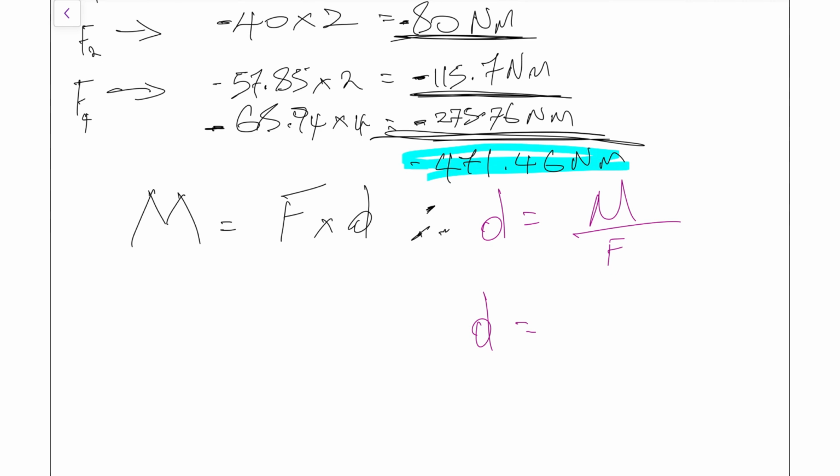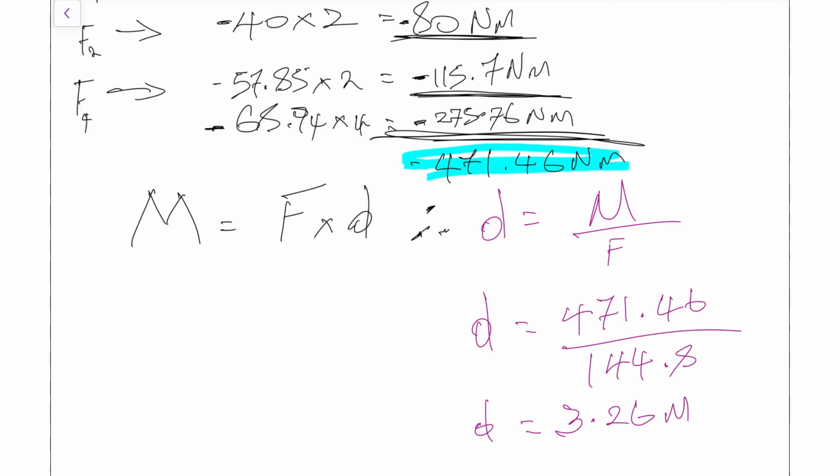So we just need to do 471.46, and that should be divided by the total for the resultant, which was 144.8. So we have a perpendicular distance of 3.26 meters. So that's the perpendicular distance.